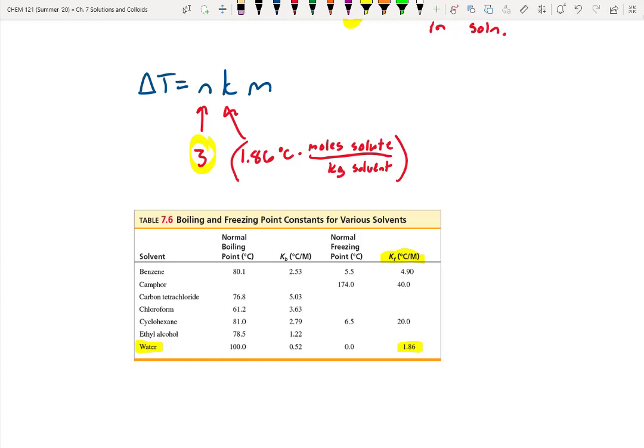All right, and then the last one we need to figure out, oops, sorry, I actually got these flipped. It should be kilograms of solvent on top over moles of solute. I always flip that by accident. Sorry about that.